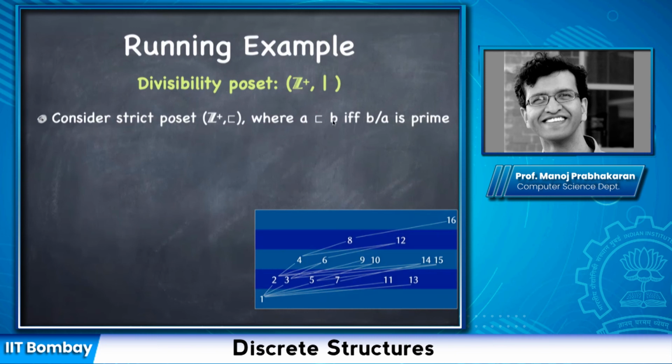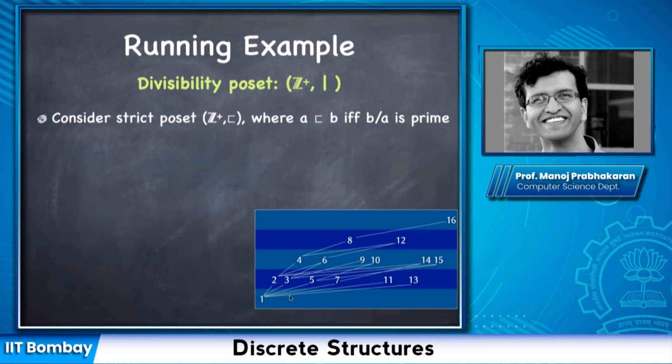So A is related to B according to this new relation only if A is related to B according to the original relation. And further, it's a strictly smaller relation. B divided by A has to be a prime number for A to be related to B. Okay. So here is the illustration. This is the graph. I've listed all the integers 1, 2, 3, 4, 5, 6. It goes all the way to infinity.